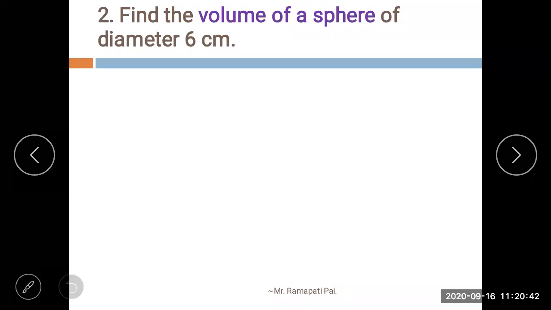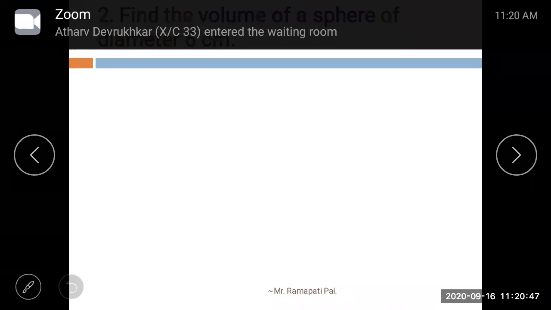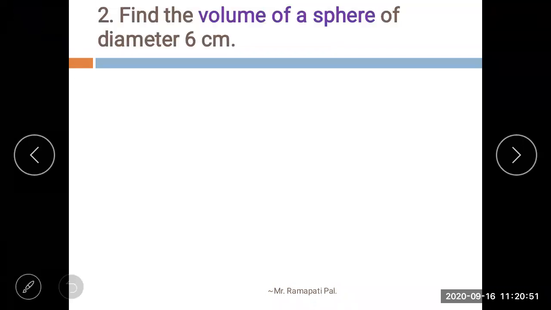Because diameter is given, what will be the radius? Radius is equal to d upon 2. That is 6 upon 2, which is equal to 3. Okay.